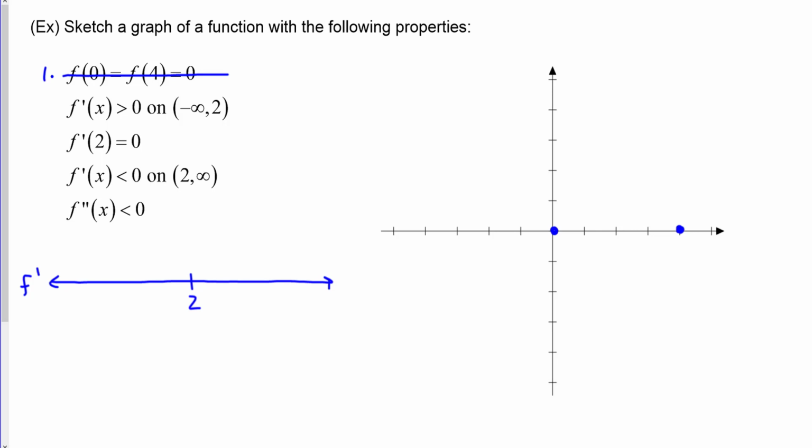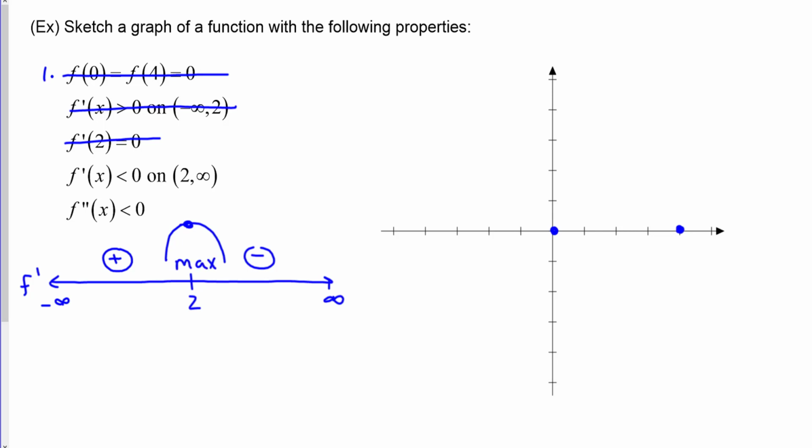So if the first derivative is greater than 0 on the interval from negative infinity up to 2, that means I am increasing, so my first derivative is positive. So I'm increasing, and then I reach a critical number, and then I have my first derivative less than 0 from 2 to infinity. So on this interval over here, my first derivative is negative, which means I am decreasing. So what that means is it looks like I have a maximum at 2.